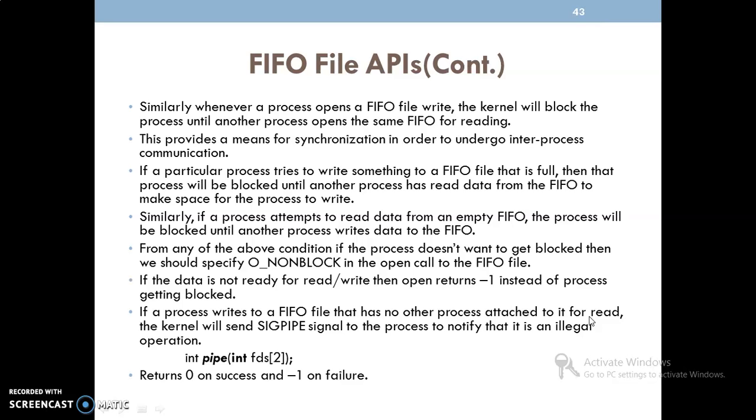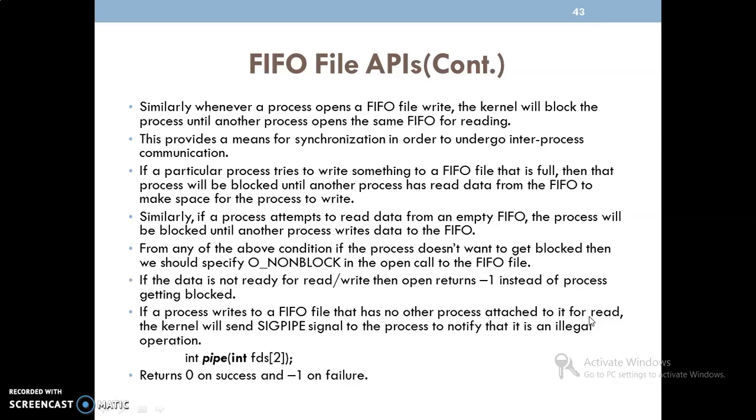If a process writes to a FIFO file that has no other process attached to it for read, the kernel will send the pipe signal to the process. It means if nobody is ready to read the contents of the file, then the kernel will send the signal to the one process which is writing the data to the file to notify that it is an illegal operation.